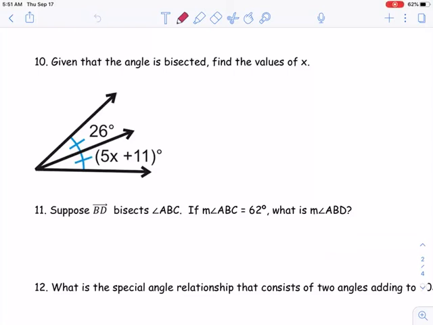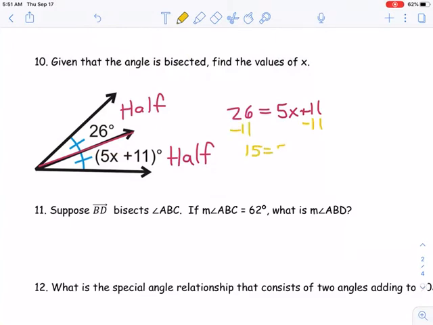Okay, so now we're back and we got the half and half again. It's being angle bisected. So remember, when we have a half and we have the other half, that's just when we say, well, 26 equals 5x plus 11. The angles are congruent, so their measures are equal, and then we can just go ahead and solve for x. And then from here, divide by 5, and 3 equals x.